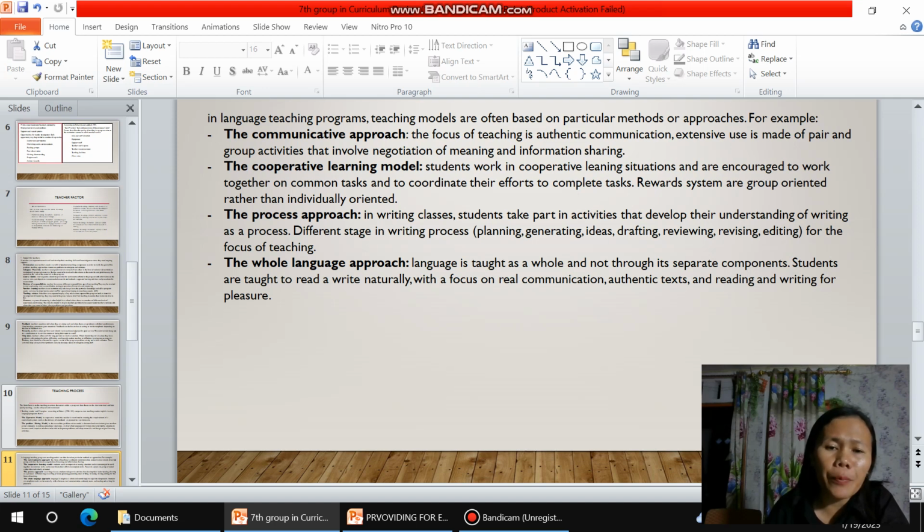The third, the process approach. It means in writing classes, students take part in activities that develop their understanding of writing as a process. Different stages in the writing process are planning, generating ideas, drafting, reviewing, revising, and editing, for the focus of teaching. And the fourth, the whole language approach. Language is taught as a whole and not through its separate components. Students are taught to read or write naturally, with a focus on real communication, authentic text, and reading and writing for pleasure.